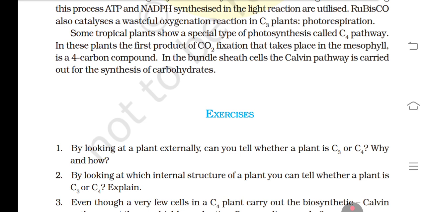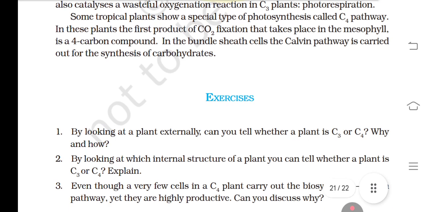Some tropical plants show a special type of photosynthesis called the C4 pathway. In these plants, the first product of carbon dioxide fixation, which takes place in the mesophyll, is a 4 carbon compound. In the bundle sheath cells, the Calvin pathway is carried out for the synthesis of carbohydrate.